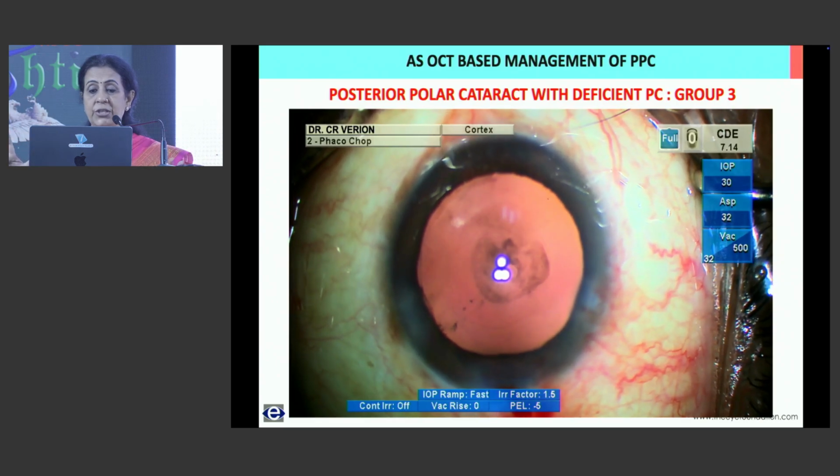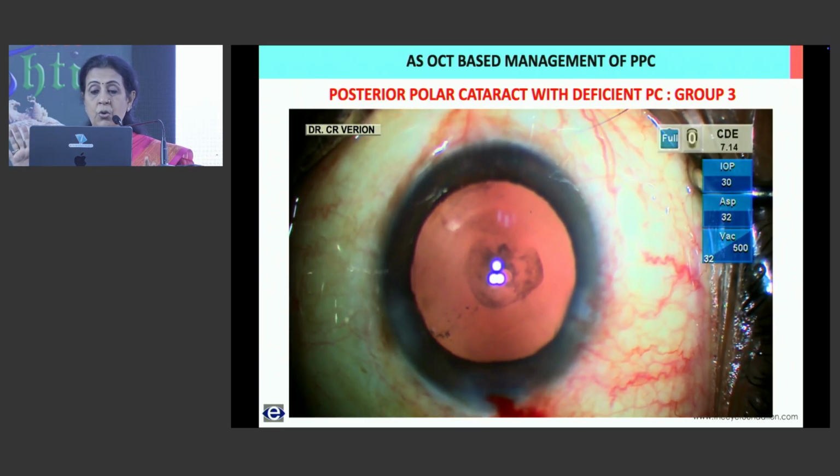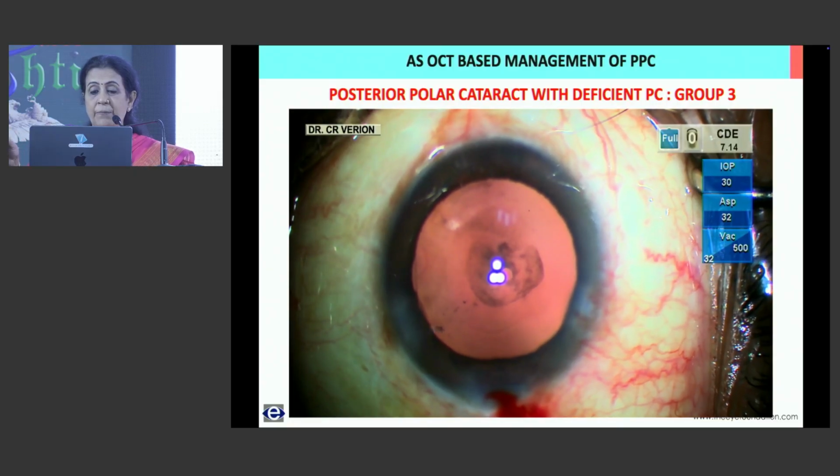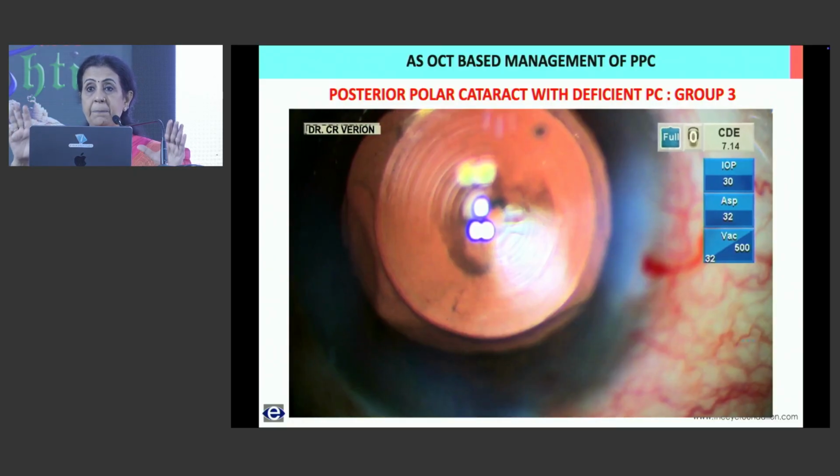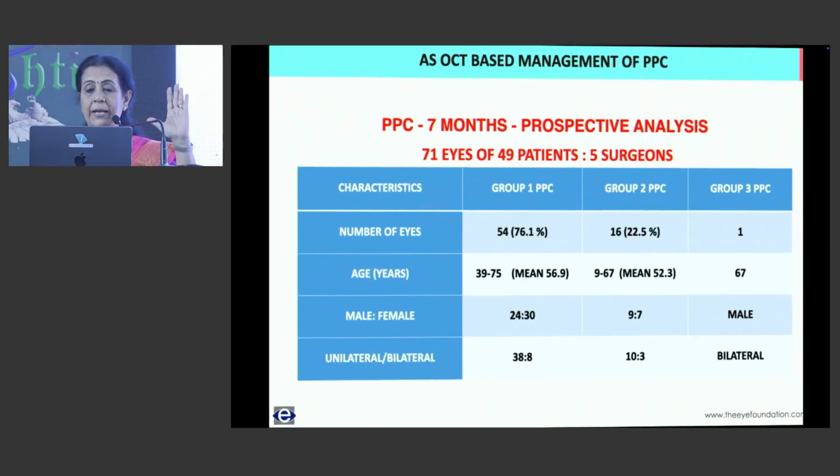I've completed the surgery. But see, the vitreous is not there, although there seems to be some disturbance in the anterior vitreous. And I've managed to place the premium IOL in the capsular bag and got away.